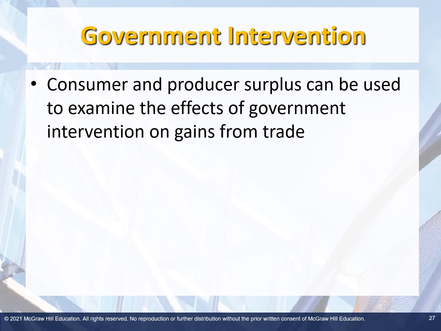Consumer-producer surplus can also be used to examine the effects of government intervention on gains from trade. Price caps limit the maximum price that can be charged, while price floors are a legally set minimum price at which goods can be traded. For example, rent control is a price cap that limits how much landlords can charge.